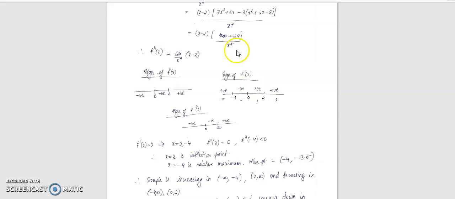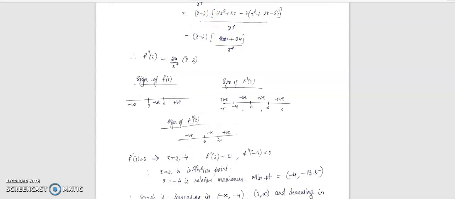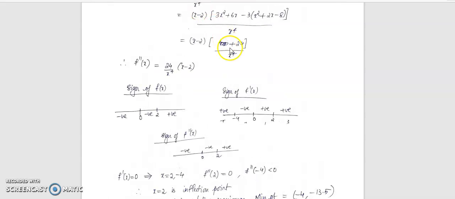And again f double dash of x in the sign. So f double dash of x is 24 by x raised to 4, x minus 2. So sign will depend only on x minus 2. And again f double dash 0 ആകുമ്പം x will be equal to 2 and at 0 it is not defined. അപ്പോൾ നമ്മൾ interval എടുക്കുമ്പം 0യും with respect to 0 and 2 take the intervals. അപ്പോൾ minus infinity to 0 വരും, 0 to 2 and 2 to infinity.